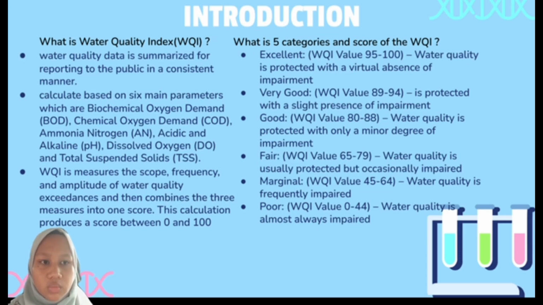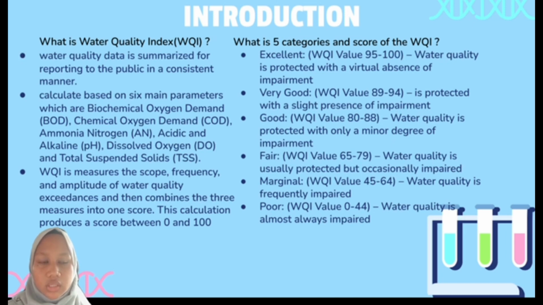Water quality index measures the scope, frequency and amplitude of water quality accidents, then combines the 3 measures into one score. This calculation procedure scores between 1 to 100. The water quality index can be categorized into 5 categories.